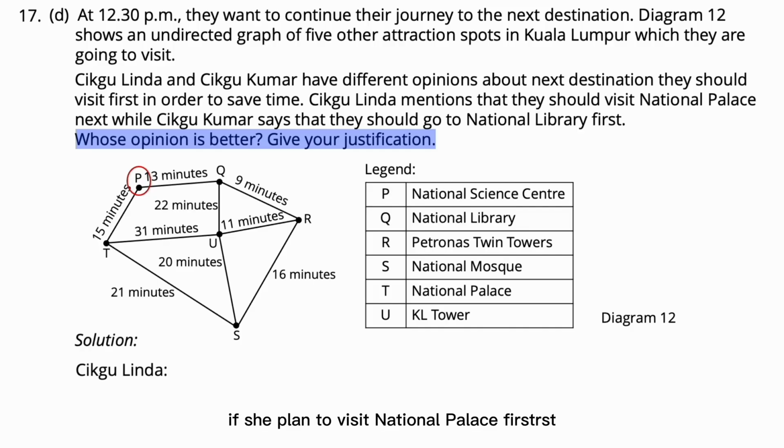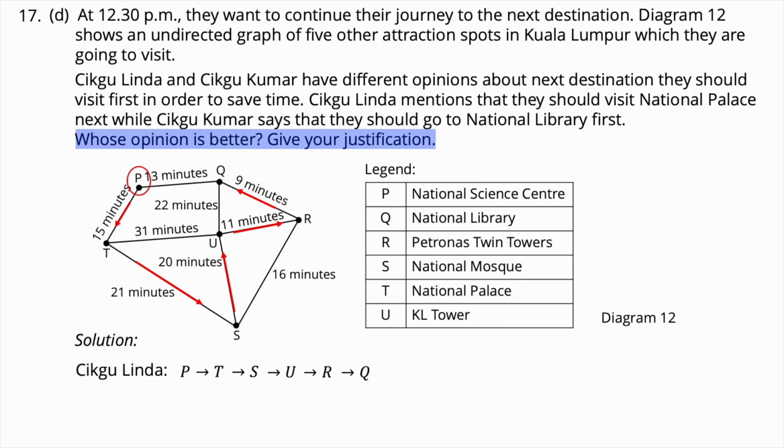For Jaculinda, if she plans to visit National Palace first, her route will start at National Science Center P to National Palace T, then head to National Mosque S, followed by KL Tower U, Petronas Twin Towers R, and her last destination, National Library Q. The times from P to T is 15 minutes, T to S 21, S to U 20, U to R 11, and R to Q 9. The total time covered by Jaculinda is 76 minutes.